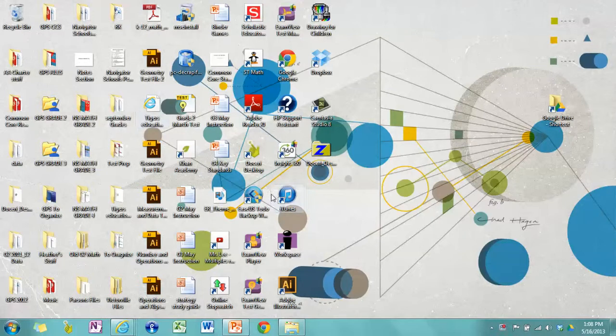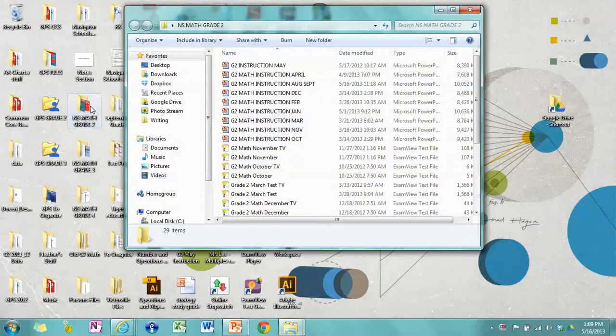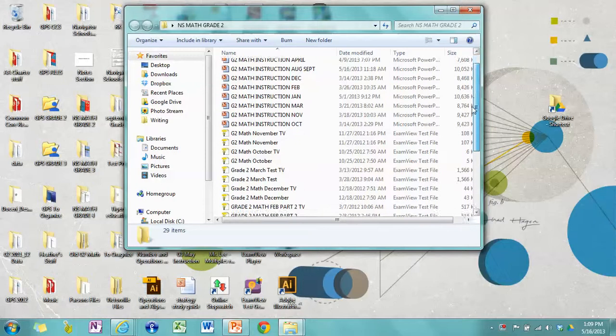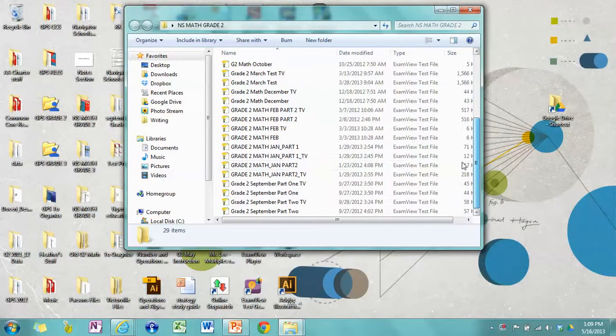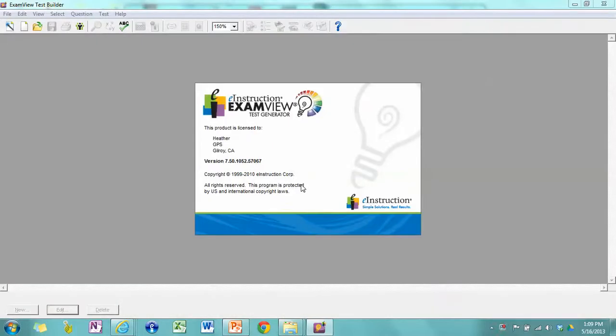All right, today we're going to open grade 2 monthly test. I'm going to go into my Navigator math grade 2 file, scroll down to September part 1. I'm going to go with the teacher version because that has the question on it. And this opens in ExamView.